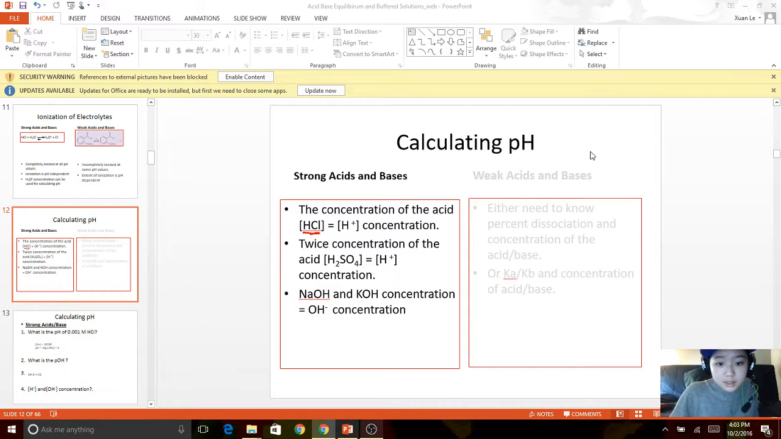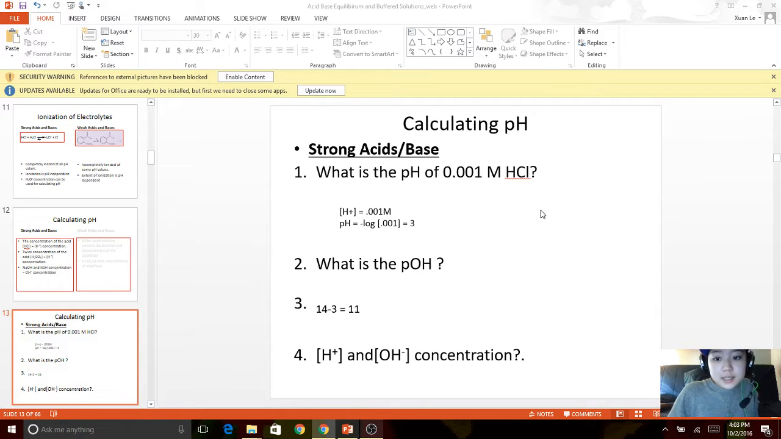So to calculate pH, the easiest way is to just take the negative log of the hydrogen concentration. So in this example, they already give us the concentration of the hydrogen ions, which is just going to be 0.001. So taking the negative log of that, we're going to get 3. And then for the pOH, we're just going to subtract 3 from 14, giving us 11.